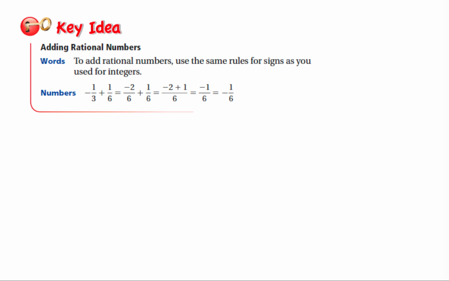So they give us an example of adding fractions with different denominators. Our first step would be to find a common denominator. They did times 2 to get it to be 2/6. Different signs, they found the difference. -2 plus 1 is -1. So -1/6, which can also be written this way. Remember, our rules for adding integers were same signs find the sum, different signs find the difference.